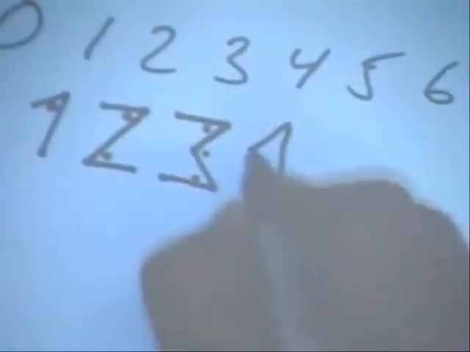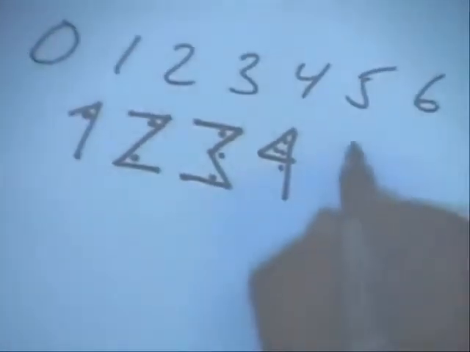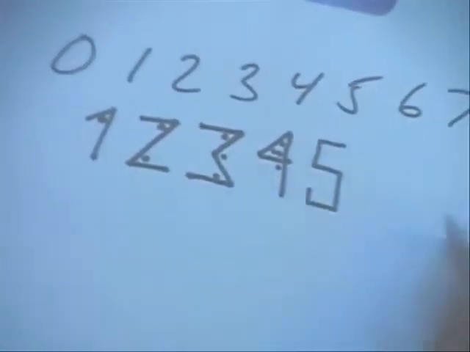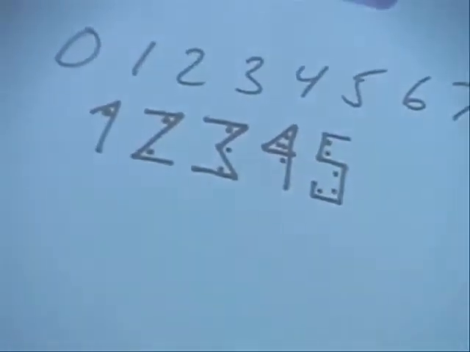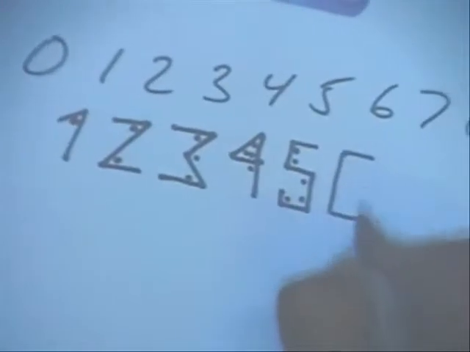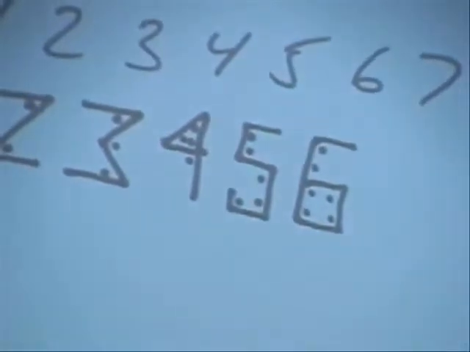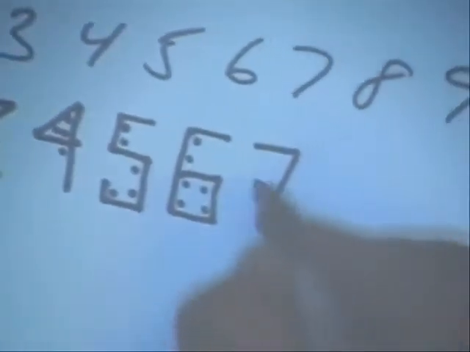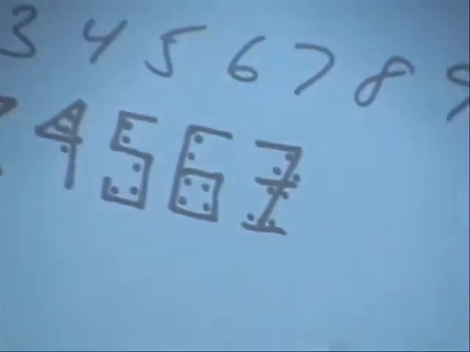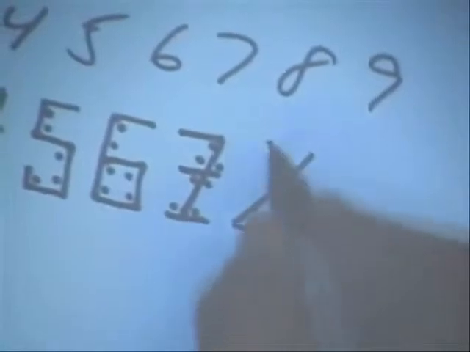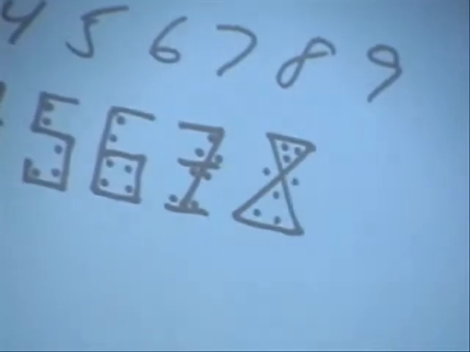4 originally was shaped like this. 1, 2, 3, 4 angles. 5 was a little box here. It looked like that because 1, 2, 3, 4, 5 angles. 6 looked a little different. Looked like that because 1, 2, 3, 4, 5, 6 angles. 7 looked like this. We have 1, 2, 3, 4, 5, 6, 7 angles. 8 looked like an hourglass. And here's why: 1, 2, 3, 4, 5, 6, 7, 8 angles.